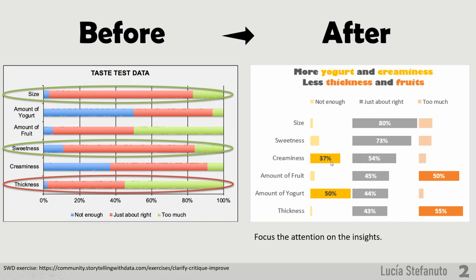It's bright yellow, so we can see it at just a look. It is very easy to understand what's not enough and what's too much. We have too much fruit and thickness. And if we add it to the title, it's really easy to get the insight that this graph is showing in just one look.